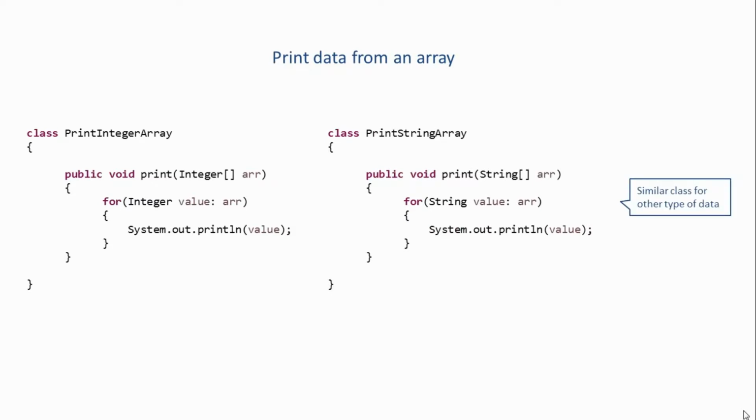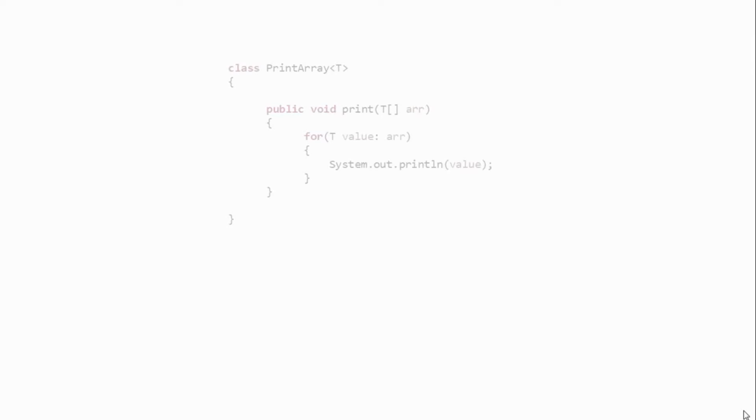We have also learned that generics allow us to parameterize our classes with type information. But how do we actually parameterize our class? So now we are going to look at the generic version of our print array class. If we use generics, our print array class would look something like this.